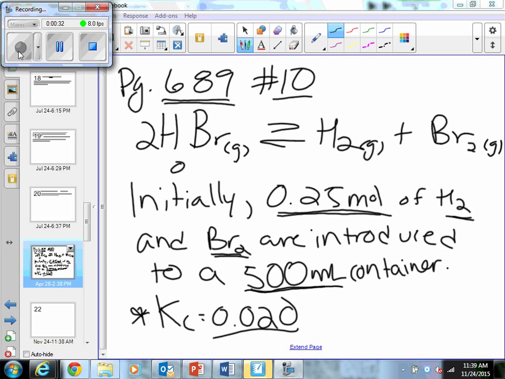So remember, we first have to convert that to moles per liter. But this is one of those examples where we have been given only initial concentrations of some of the chemicals, and we don't know anything at equilibrium. So we're going to have to use a bit of algebra to solve this one. So our first step is to figure out what these values are in moles per liter.